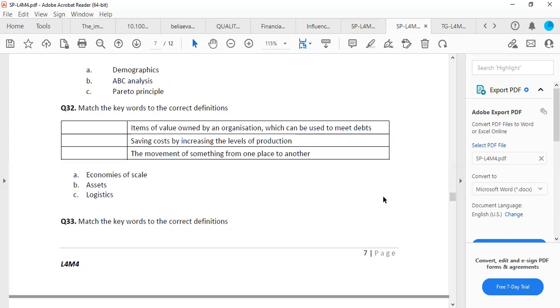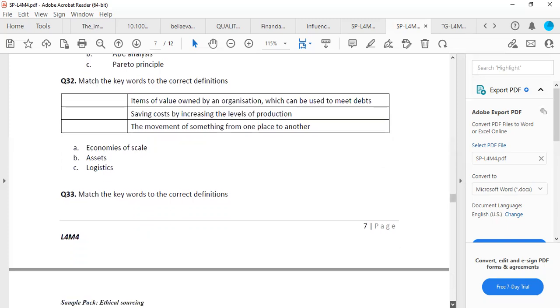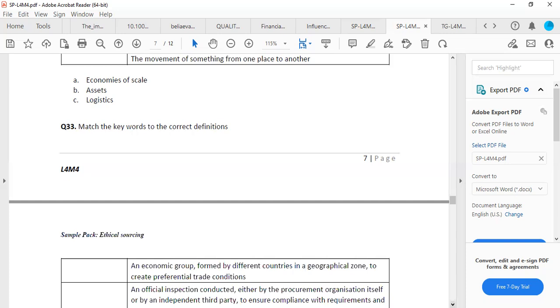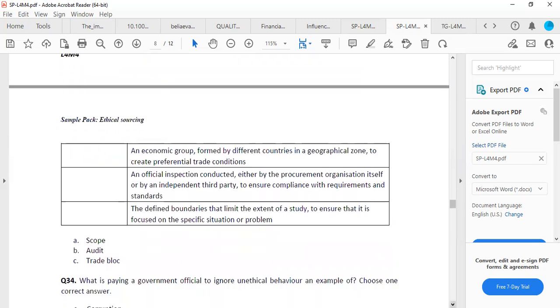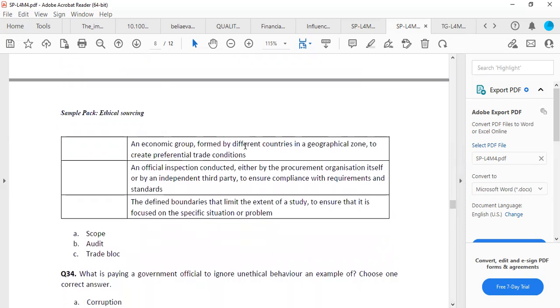Question 32. Match the keywords to the correct definitions. The first one: items of value owned by an organization which can be used to meet debt. Assets. Saving costs by increasing the level of production. Economies of scale. Then the movement of something from one place to another. Logistics. It's also a bonus question once you have the first two correct.